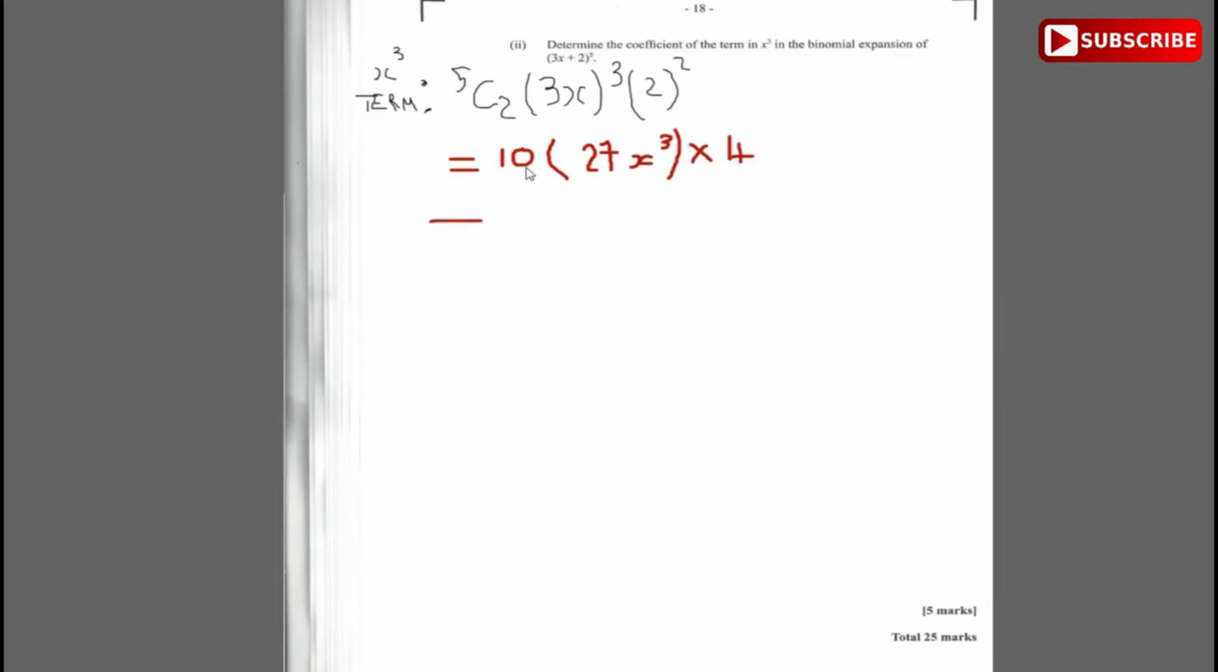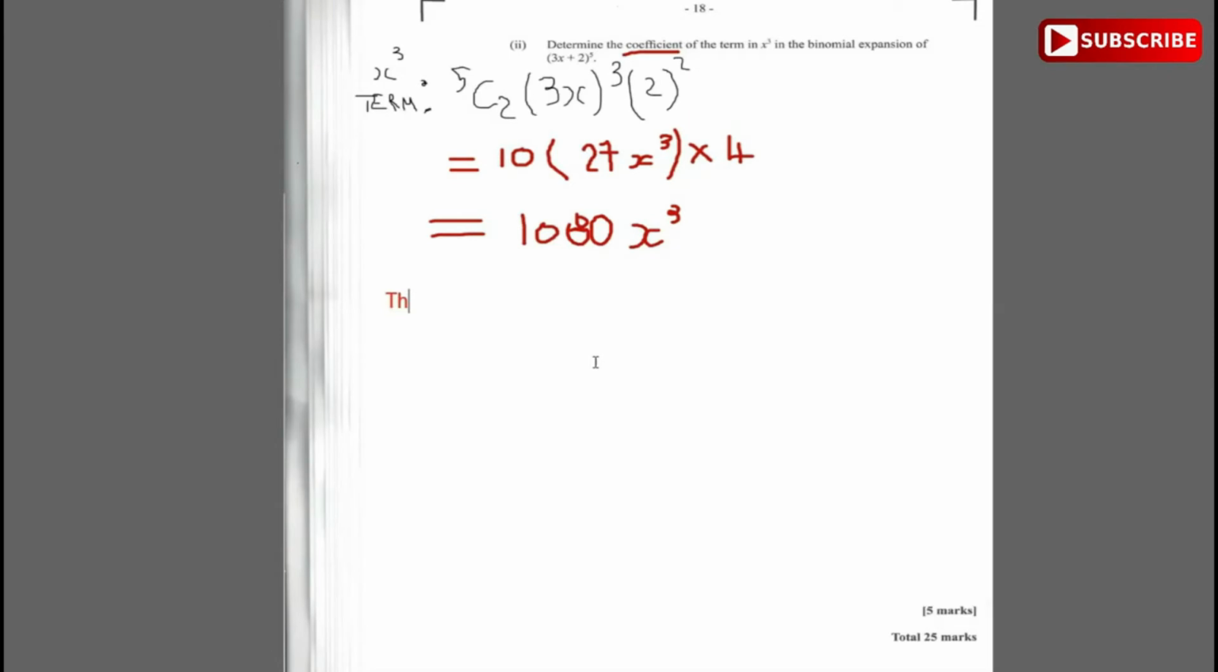So let's work out 10 times 27 times 4. Alright, so 10 times 27 times 4 is 1080. So we get 1080x cubed. Now remember what the question asks. You can't stop here. The question asks for the coefficient of x cubed.